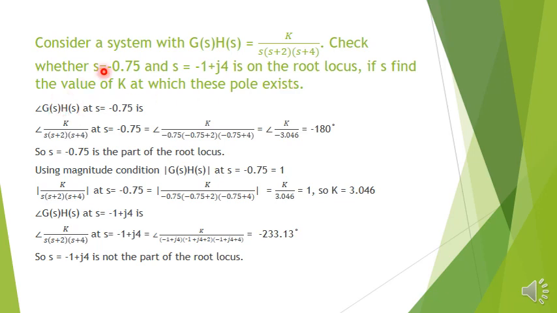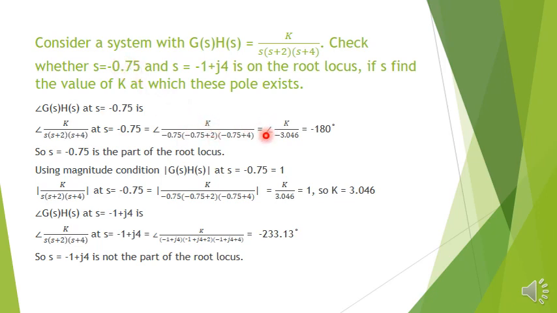So first I will consider this point. So angle of g of s h of s at this point, to test whether this is the part of the root locus or not, is what happens, angle of k by s into s plus 2 into s plus 4 at s is equal to minus 0.75. So substitute s is equal to minus 0.75 in this. So what I will get, k divided by minus 0.75, minus 0.75 plus 2, minus 0.75 plus 4. I will substitute the value of s in this expression.